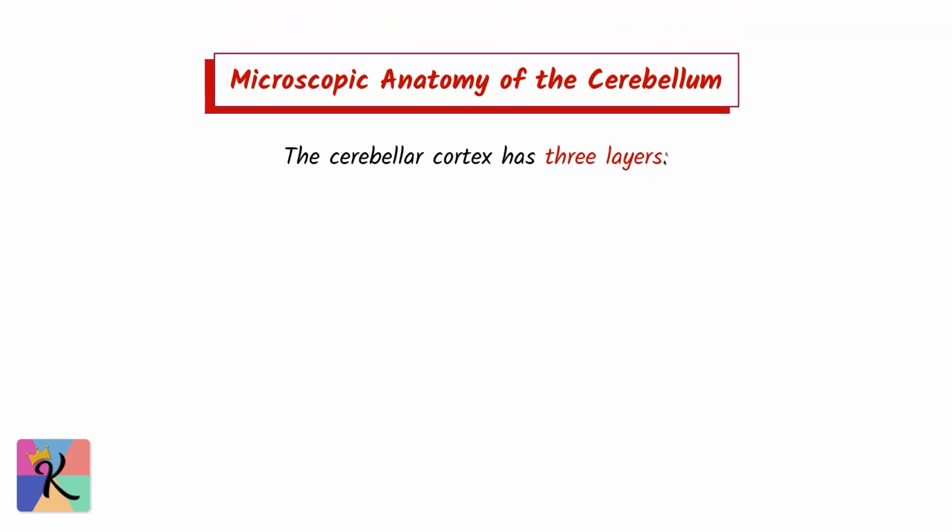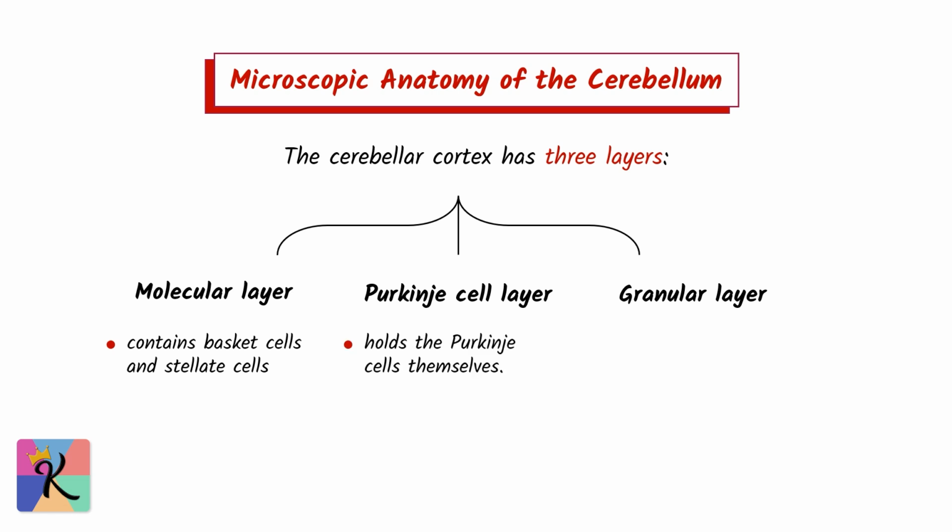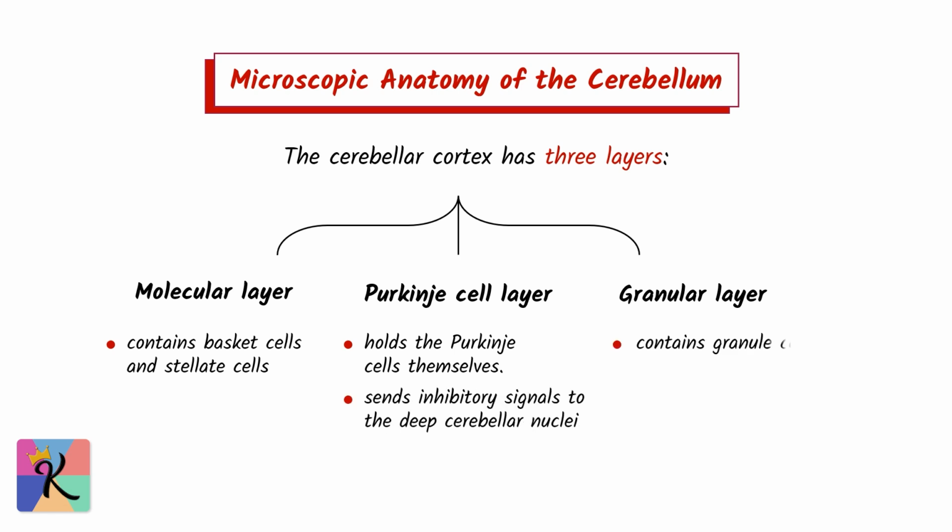The cerebellar cortex has three layers: the molecular layer, the Purkinje cell layer, and the granular layer. The molecular layer contains basket cells and stellate cells, while the Purkinje cell layer holds the Purkinje cells themselves, which are flat neurons with fan-like dendritic projections. These Purkinje cells are crucial because they're the only output cells from the cerebellar cortex, sending inhibitory signals to the deep cerebellar nuclei. Finally, the granular layer contains granule cells and Golgi cells.